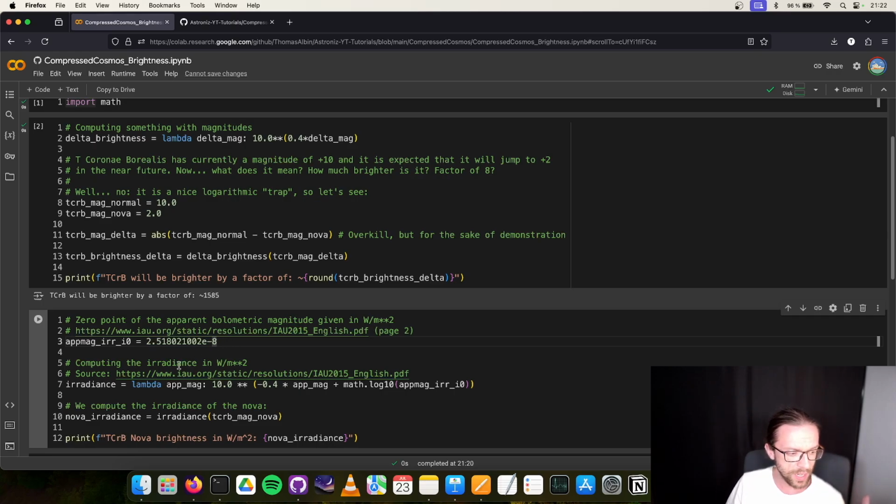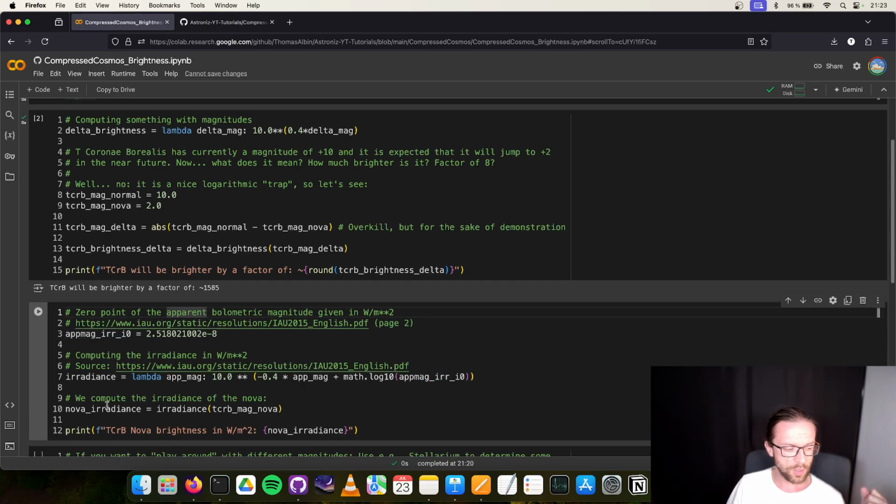Now the irradiance here is also a small lambda function where we use the apparent magnitude, and we have 10 to the power of minus 0.4 times the apparent magnitude plus the 10th logarithm of the 0 point reference. Let's call it like this. Here in this case it's the bolometric magnitude. Now if we compute the value for our nova irradiance, our magnitude of around 2, we get the result in watts per square meter.